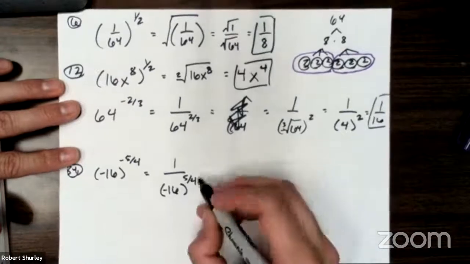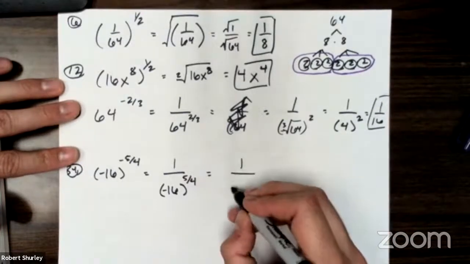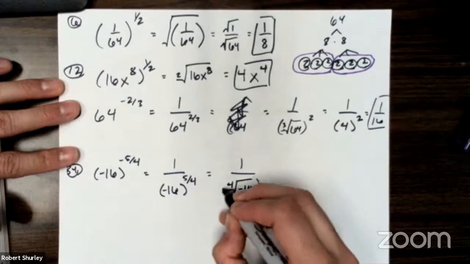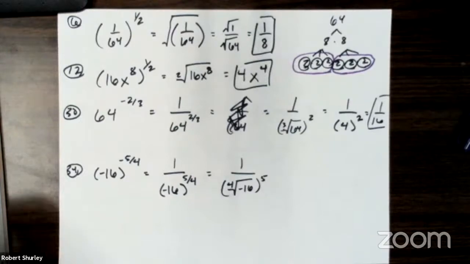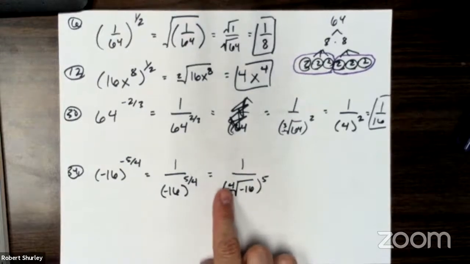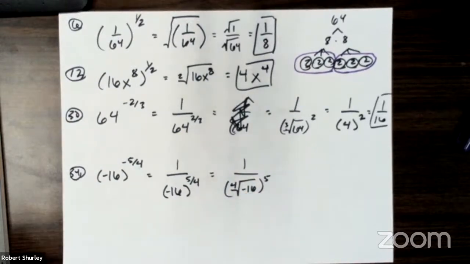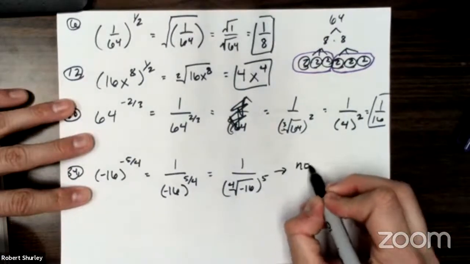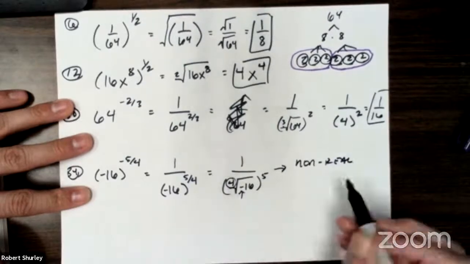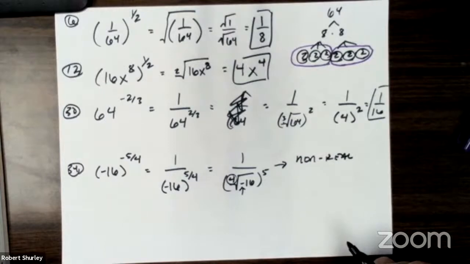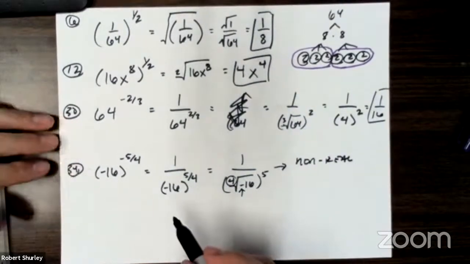So now I'm going to write this in radical form. So it would be 1 over the 4th root of negative 16 raised to the 5th power. Well, turns out can't do this, right? We've got an even root and a negative underneath the radical, negative radicand. So for now, we're going to call this non-real. And why is it non-real? Even root, negative radicand, non-real number. And actually, that's what your book says, not a real number. Okay, non-real number. Awesome.